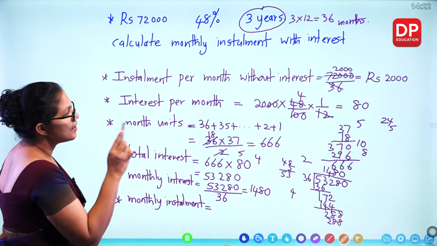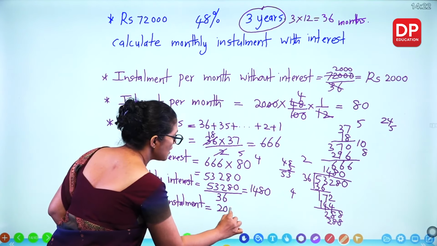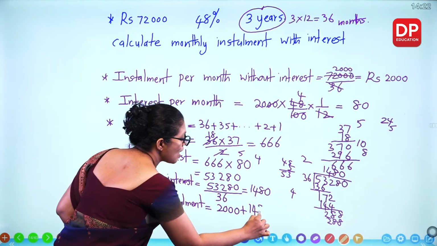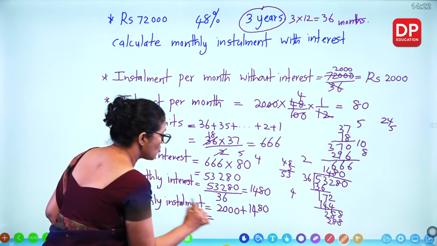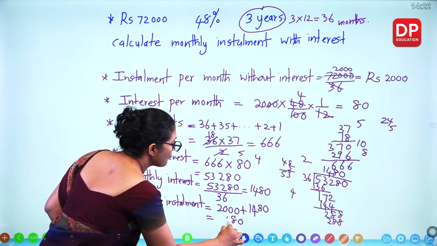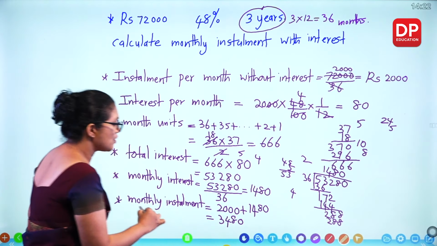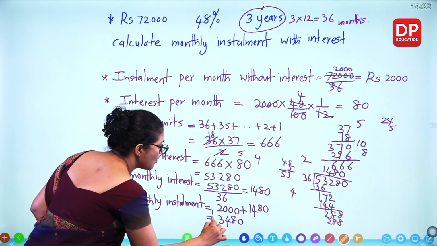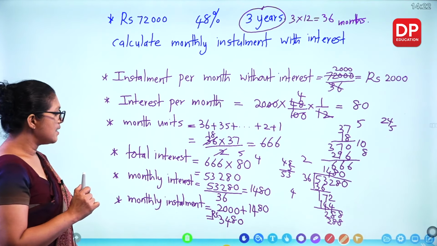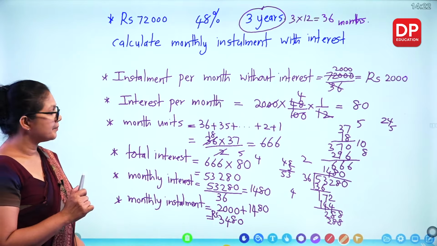With interest, you have to pay 2,000. Without interest, and the interest for a month is 1,480. So altogether, you have to pay 3,480 rupees monthly as the monthly installment.